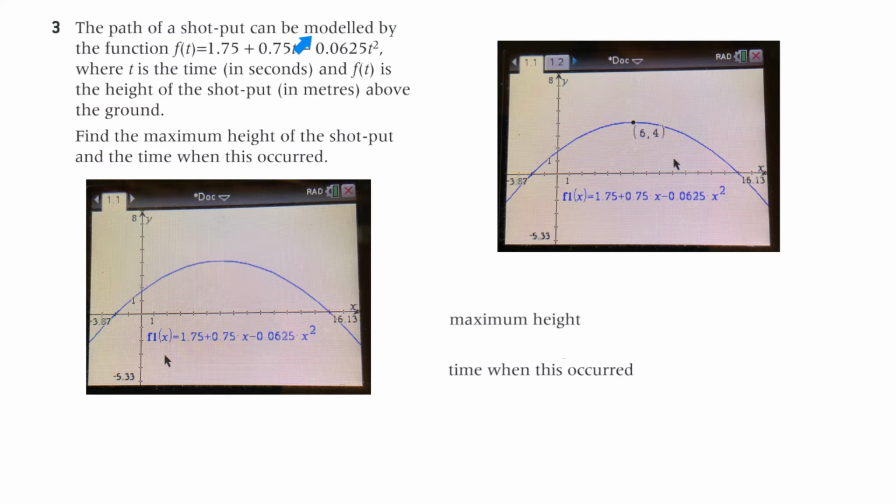3, the path of a shot put can be modeled by this function, where t is the time in seconds and the function is the height of the shot put in meters above the ground. Find the maximum height of the shot put and the time when this occurred. Well, I put it straight in the graphic display calculator, and then I did analyze graph, and I found this point here, 6 and 4, and therefore the maximum height was 4 meters. Remember, because the vertical axis is the height, and this here is the time, and so the time is 6. That's why it's 6, 4 there. So that was a quick one.